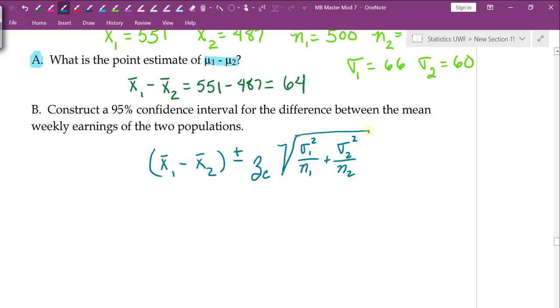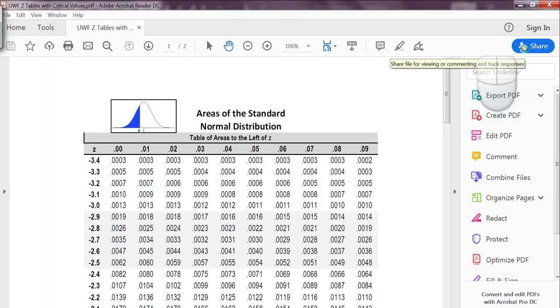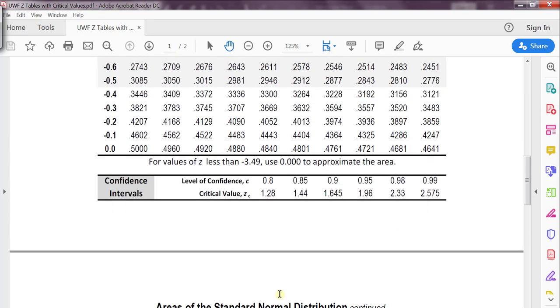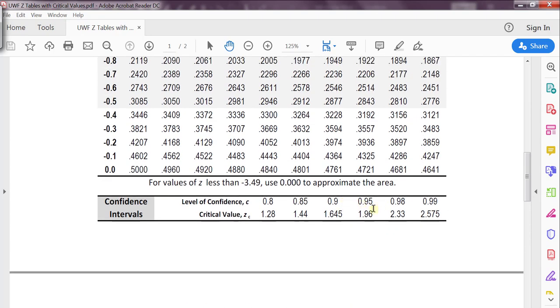So I already calculated that the difference here, my point estimate, is 64. So I have 64 plus or minus my z sub c. So let me see here if I can get my z sub c real quick. And I am doing a 95% confidence, and so my 95% confidence is right here at 1.96.